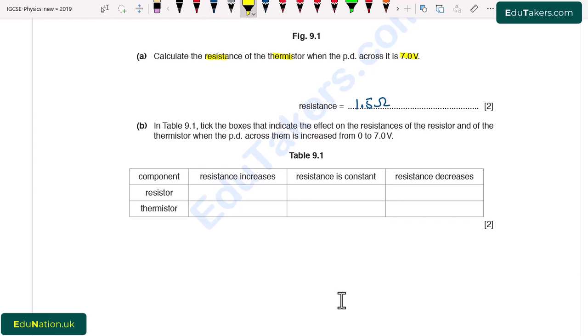Part B. In table 9.1, tick the boxes that indicate the effect on the resistances of the resistor and of the thermistor when the potential difference across them is increased from 0 to 7.0 volt. So here we have to mention the effect of increase in potential difference on the resistance of both these, resistor and thermistor.